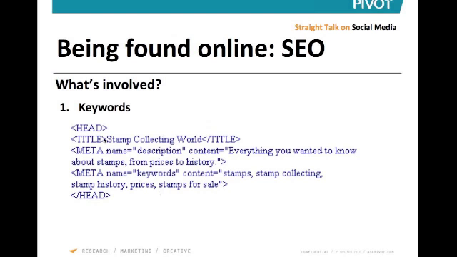So you can see here, if you can watch where my mouse is going, the title, Stamp Collecting World. That is what people are actually going to see in the title bar of their browser. But then the meta name, everything you want to know about stamps, from prices to history, and meta keywords, stamp, stamp collecting, stamp history, these are all things that visitors to your website don't actually see. But these robots that go searching around and looking for information about websites, they definitely do see these. And so having your keyword phrase in your meta tags is very important in terms of being found.